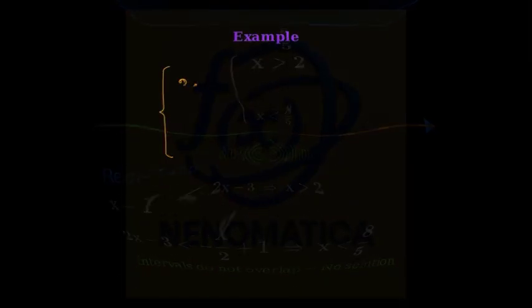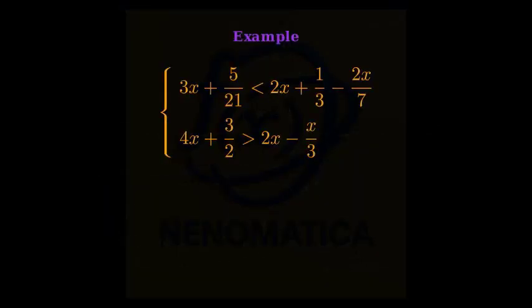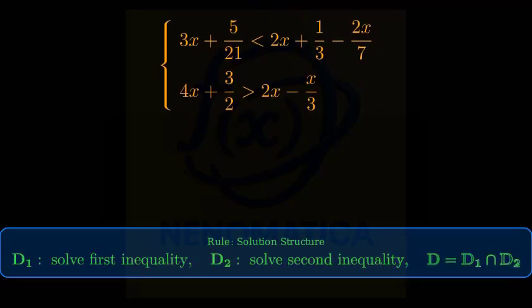We will solve a system of two linear inequalities exactly following the algebraic algorithm shown. We will keep the exact order of steps from the source. First, we solve the left inequality completely to obtain the domain D sub 1. Then we solve the right inequality to obtain D sub 2. Finally, we intersect the two sets to get the final solution.